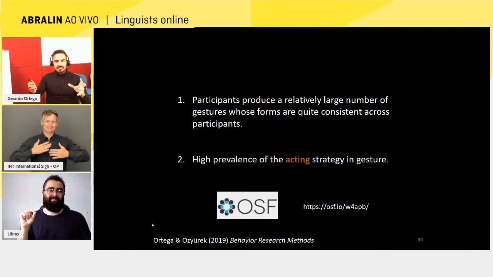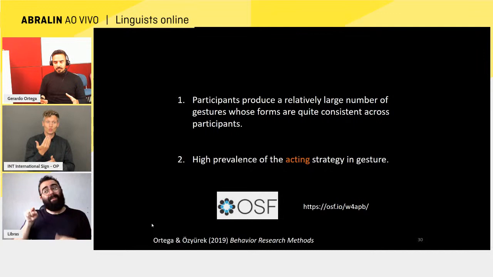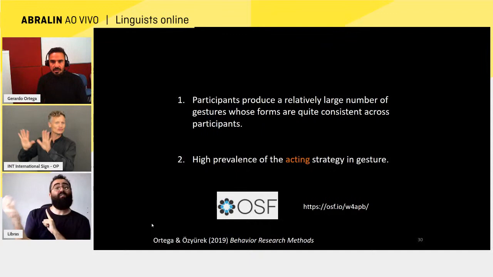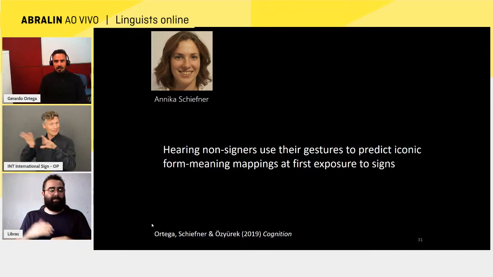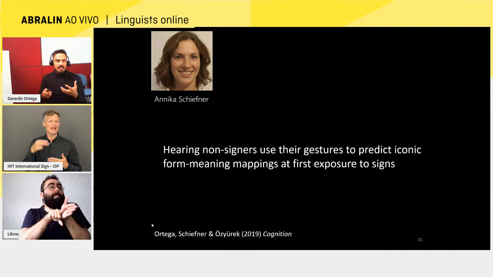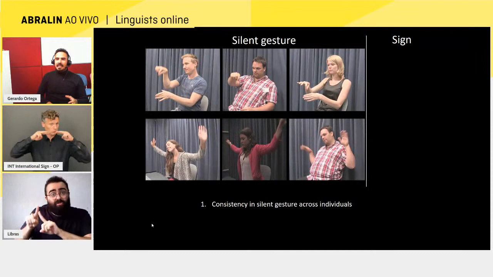So once we had this database, we already had the first stepping stone towards an experiment to answer the bigger question. We have the characterization and description of the gestures produced by hearing people. Now we could answer the question whether they are exploited during sign language learning at first exposure. The first experiment that we carried out was in collaboration with Professor Asli Özyürek and with Annika Schiefner, who was an intern at the time and is now doing a PhD in our new project. In this study, we were trying to tease apart this question, whether gestures are exploited to guess the meaning of signs. So at this point, what we knew was that hearing people have a set of gestures that are very systematic across people.